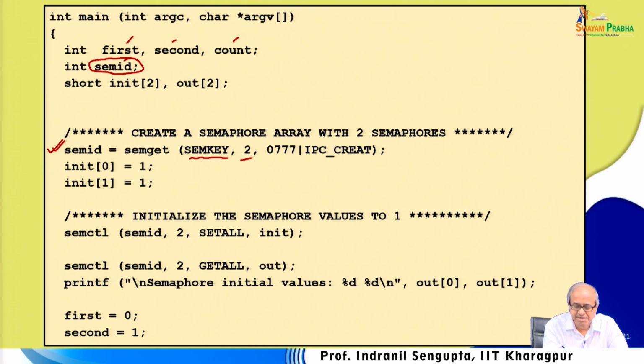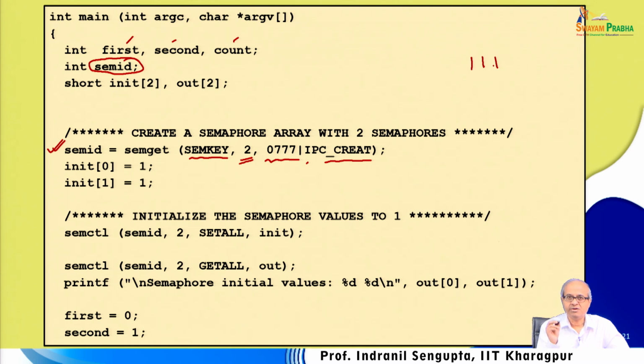The second parameter denotes how many semaphores are there in this group. If it is a single semaphore you will write 1, but now I have said we are taking a group of 2 semaphores, so it will be 2. And just like shared memory, you can specify IPC_CREAT, which means if this semaphore does not exist already, create a new semaphore. And these are the access permissions: 7 means 1, 1, 1, read, write, execute, all kinds of permission you are giving to everybody.